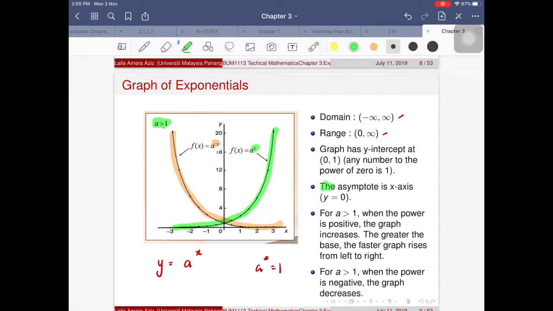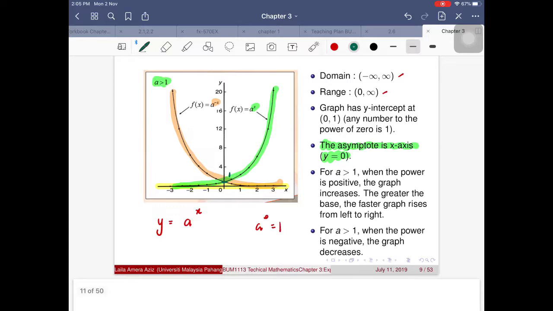So it will never become a negative value, which is why we have an asymptote. It's written over here. So the asymptote is the x-axis at y equal 0. That's just an asymptote right here. So the range is going to be from 0 until infinity. So the graph has y-intercept at (0, 1), because when x is equal 0, y is going to equal 1. So the intercept right here is going to be a value of 1.